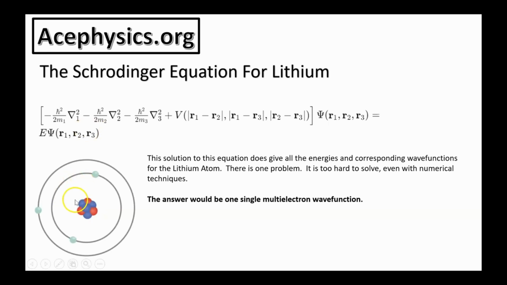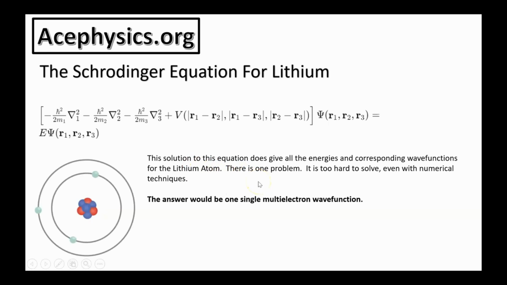For the hydrogen atom, the potential energy just depended on the electron and the proton in the nucleus. But now the potential energy depends on the electron and the nucleus, as well as this electron and this electron, and this electron and this electron. The solution to this equation does give all the energies and corresponding wave functions for the lithium atom.